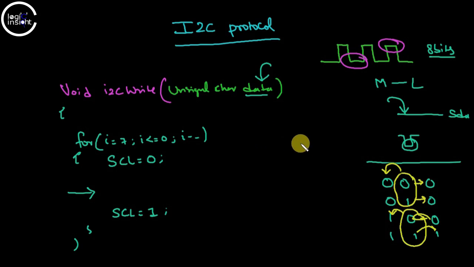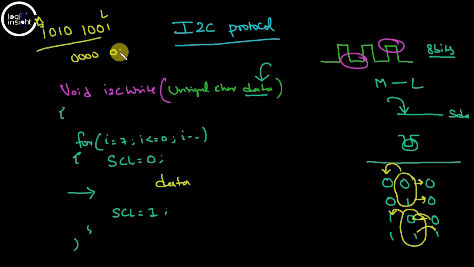Suppose I have to send the data 1010 1001. You can see that this is the MSB and this is the LSB. I want to extract the first bit, which is 1, and put that 1 on the SDA line. How can we do that? This data is in the 7th position, so I will shift it 7 times to the right. After shifting 7 times, my result will be 0000 0001. So I got the 1 there.